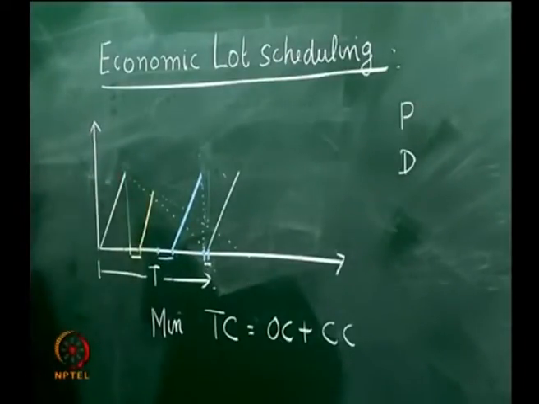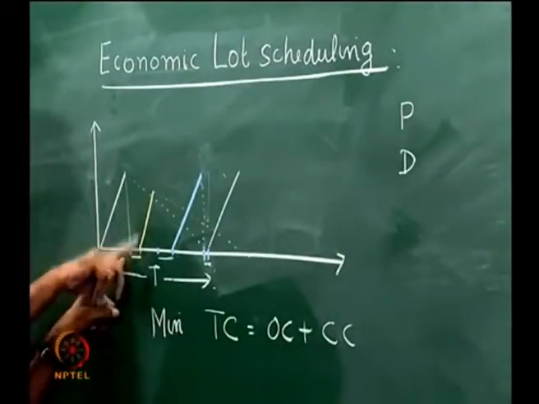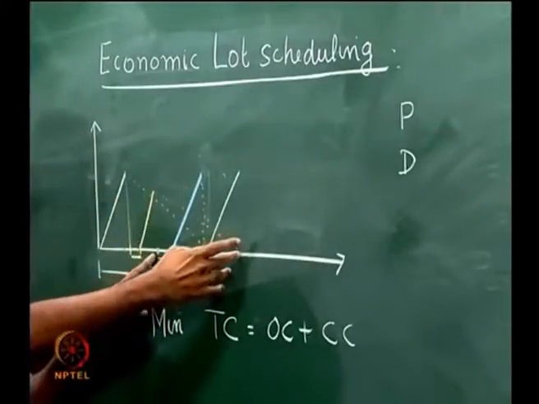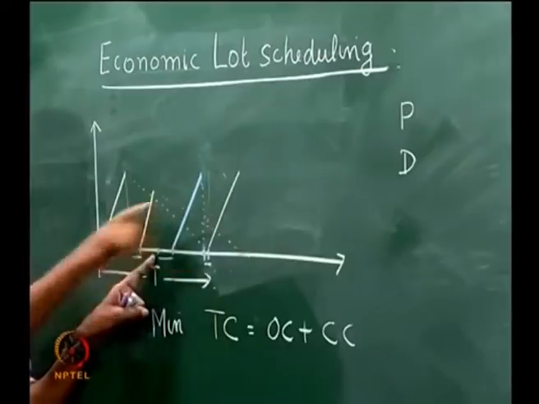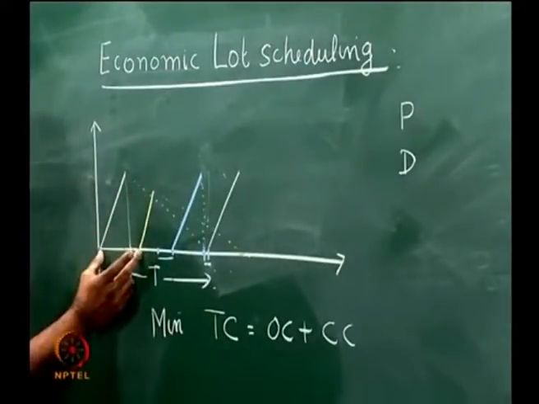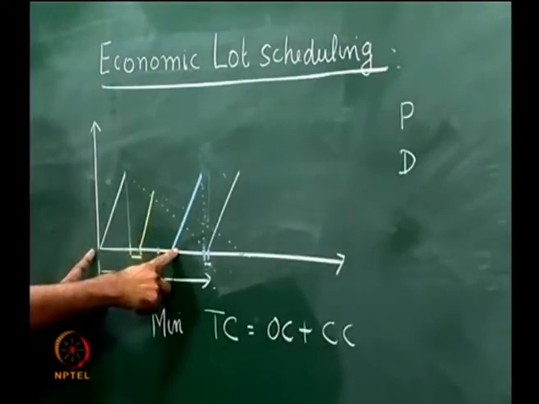If my entire planning for yellow is going to start only here or here, I set it up and then I produce, then this part is okay, because to meet this demand of the yellow product during this period, I have built up this inventory. Now, what have I done to meet the demand during this period?